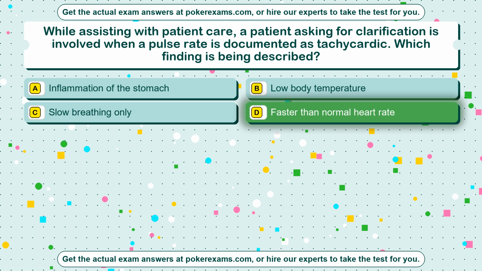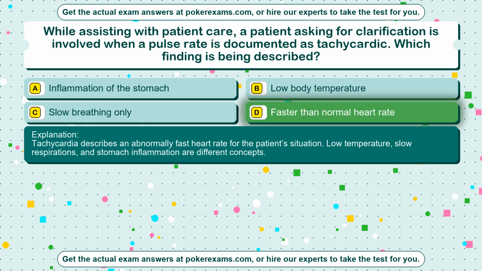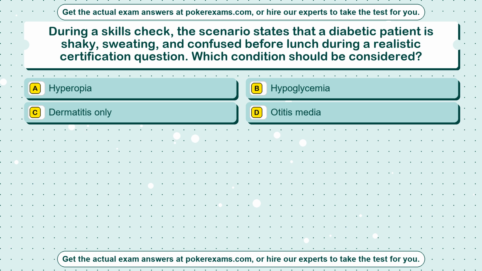The correct answer is option D, faster than normal heart rate. Tachycardia describes an abnormally fast heart rate for the patient's situation. Low temperature, slow respirations, and stomach inflammation are different concepts. Question 53. During a skills check, the scenario states that a diabetic patient is shaky, sweating, and confused before lunch during a realistic certification question. Which condition should be considered?